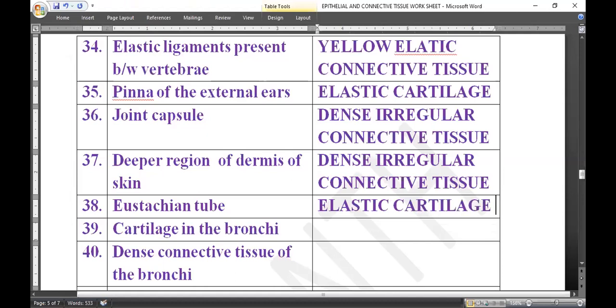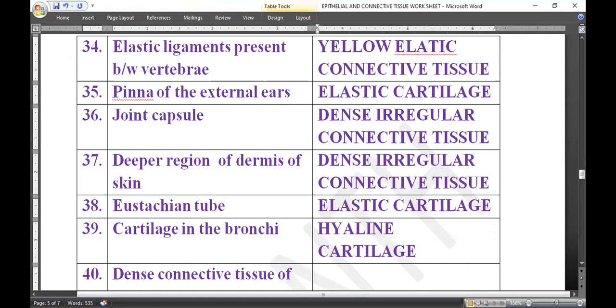Okay. Next, cartilage in the bronchi. Hyaline cartilage. Very good. Hyaline cartilage, cartilage in the bronchi.